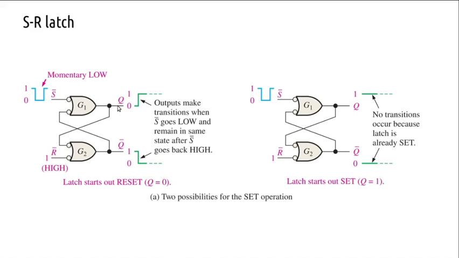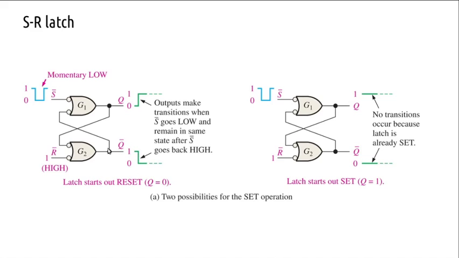Then what happens? This is fed back to this point, and the other output is 0, so 0 goes here again. 0 and 0 means it is going to remain in that high state. Even after S goes high again, the output will remain high. So the output makes a transition when S bar goes low and remains in the same state after S bar goes high.